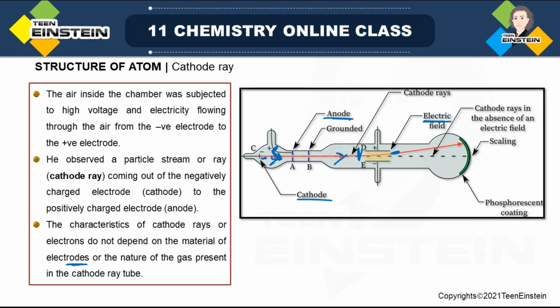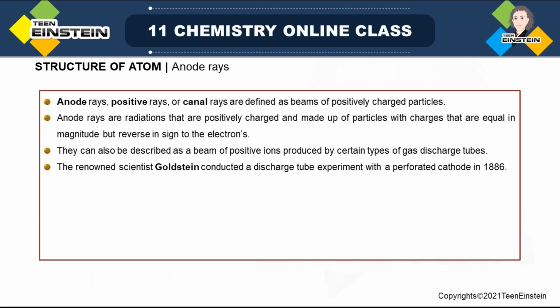And as they are negatively charged particles, that is why here you can see the deflection is towards the positive side, if you just follow the red line, because positive is here, it is not towards negative. So it proves that this ray consists of some negatively charged particles.